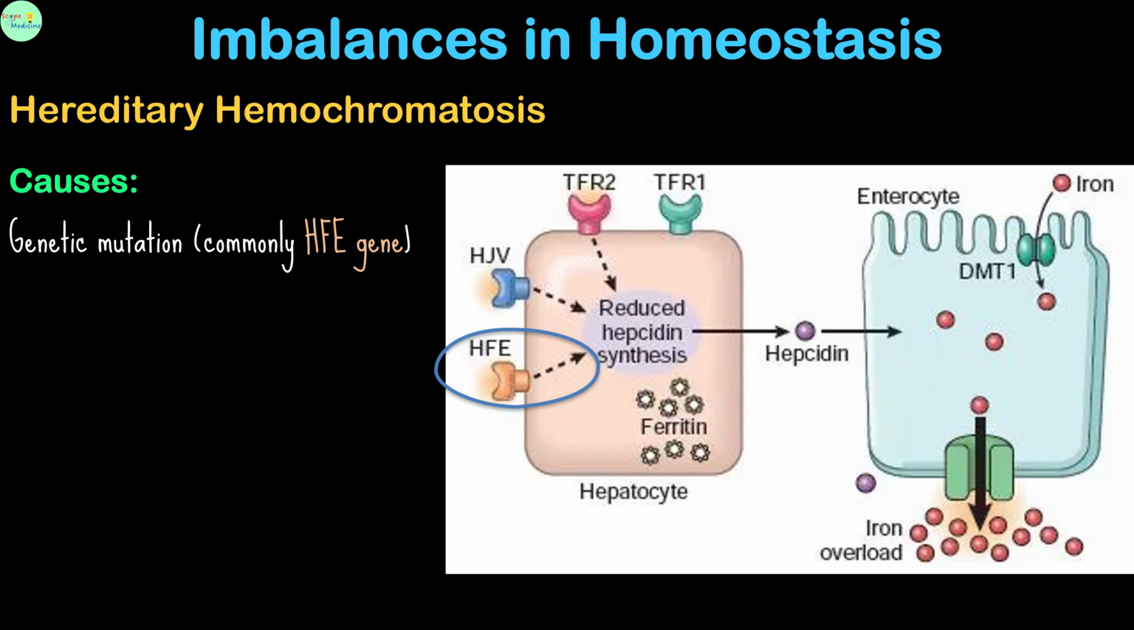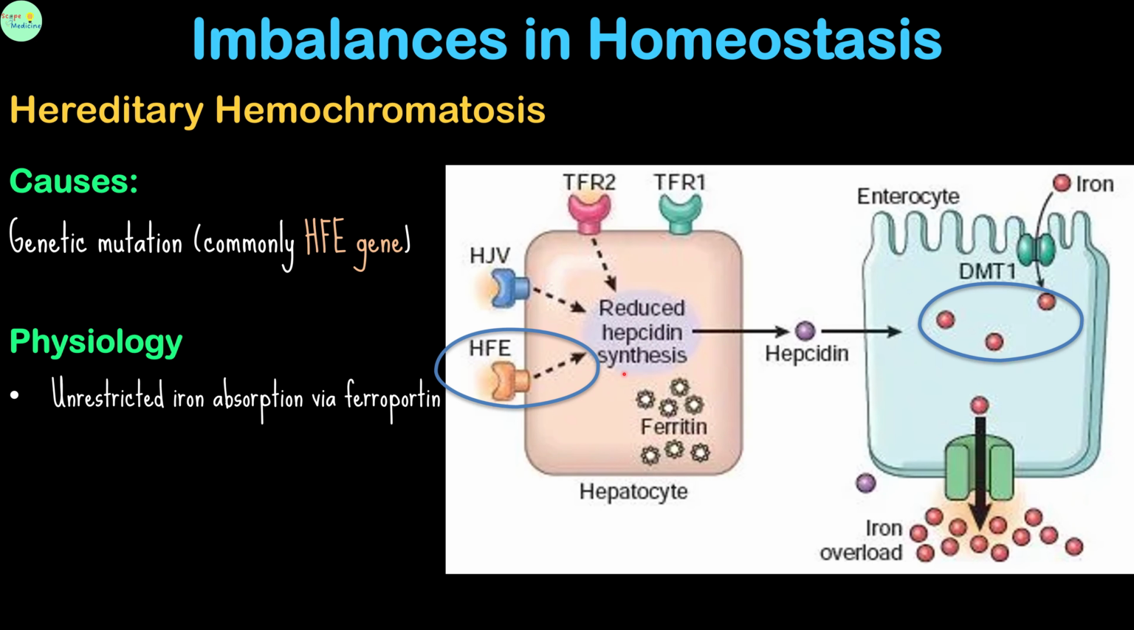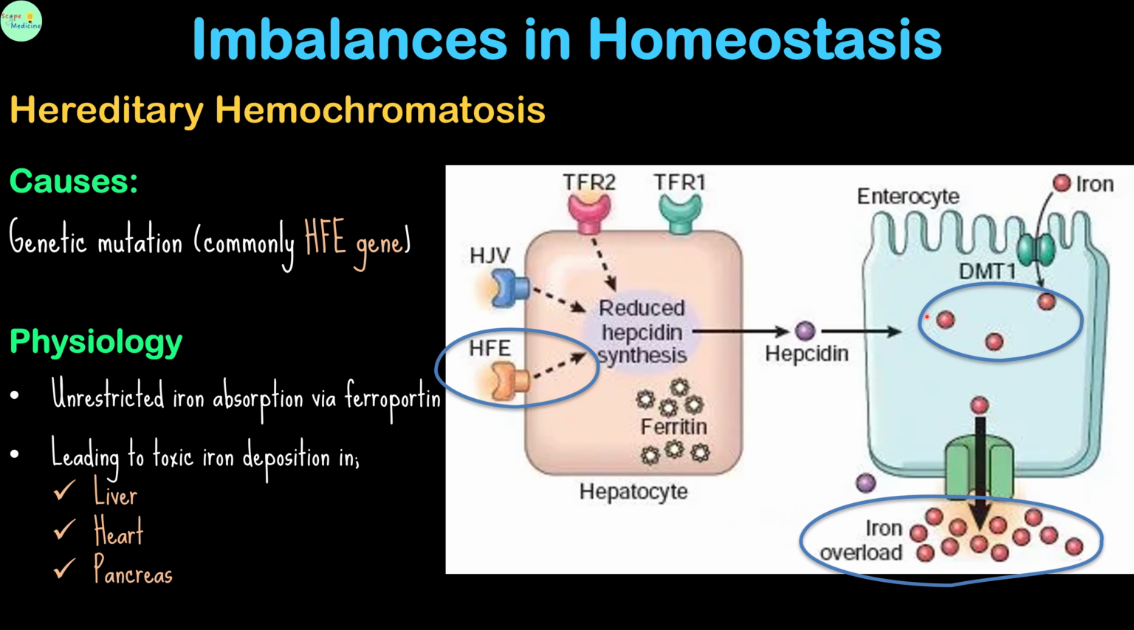In hereditary hemochromatosis, a common genetic mutation, often in the HFE gene, results in inappropriately low production of hepcidin. Without adequate hepcidin, ferroportin on enterocytes and macrophages remains unchecked, leading to excessive and uncontrolled iron absorption from the diet, resulting in toxic iron deposition in organs like the liver, heart, and pancreas.